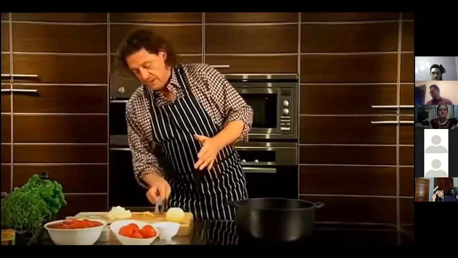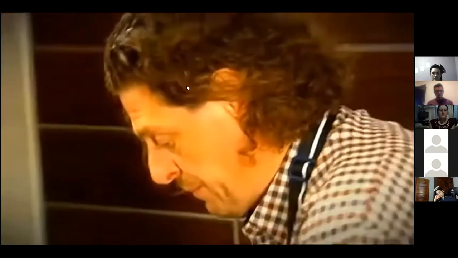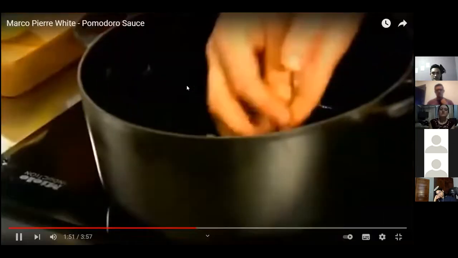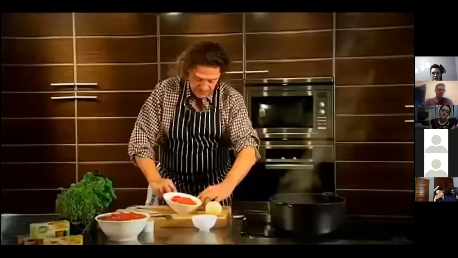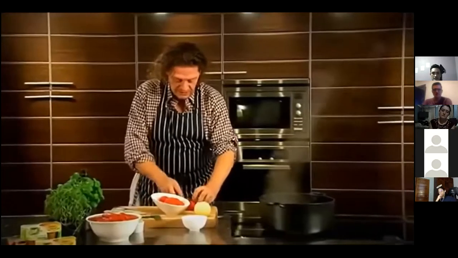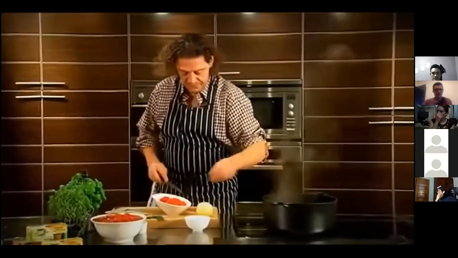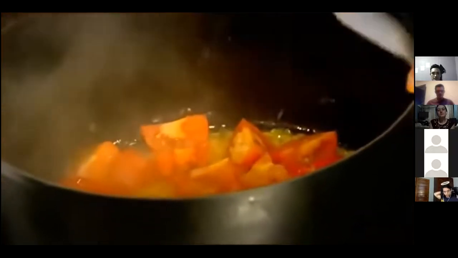And if you don't want the aggravation, just buy the garlic in a tube. Simple. It's good. Okay. So then we cook our garlic and our onions without colour. Then we add our fresh tomatoes. Okay. So bring everything down from the side of your pan.